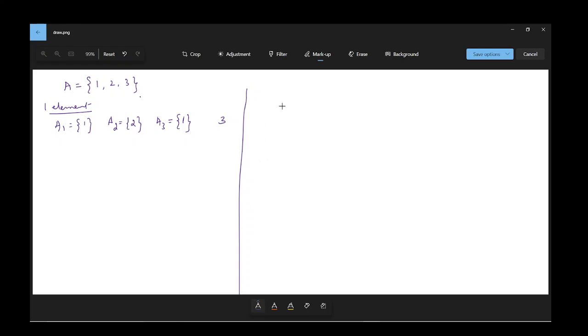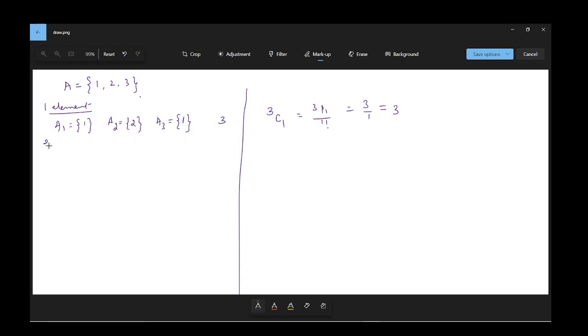We can use the concept of combination. We have 3 elements in A, and the combination we are taking is one element at a time. So 3 combination 1. 3C1 is 3P1 by 1 factorial. 3P1 is 3 by 1, which is 3.